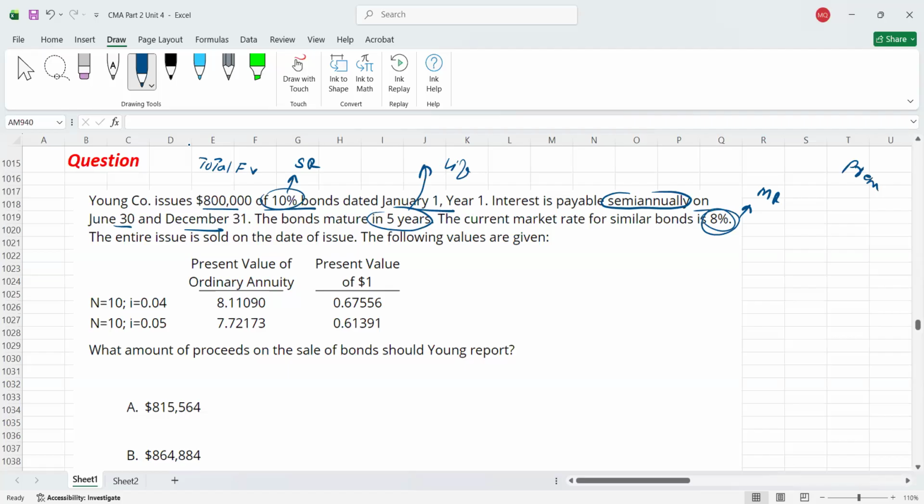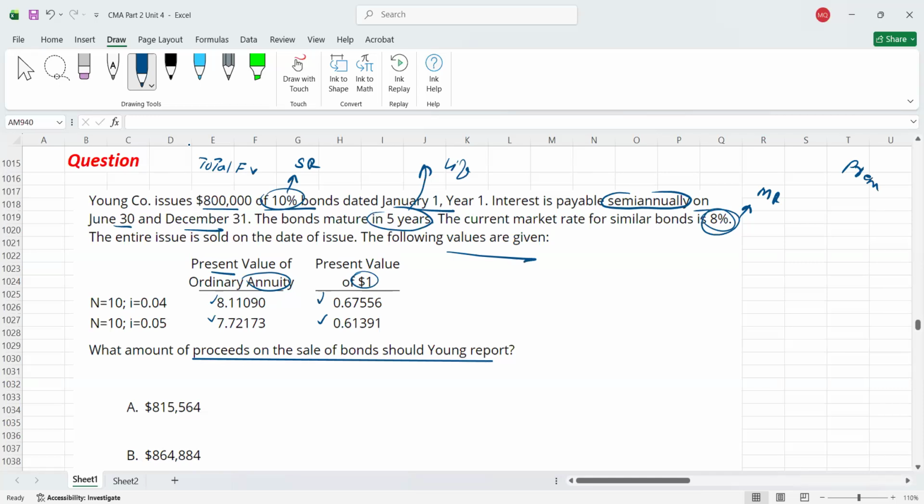But here is the question, and next what he told you, the following figures are given. He told you the present value of annuity factors and the present value of dollar one. Present value factors are given here, so you don't need to consult the table. Now the question is what amount of proceeds on sale of bond should Young report. Simply, you are required to calculate the cash proceeds.